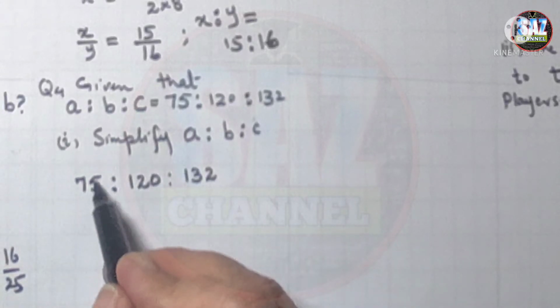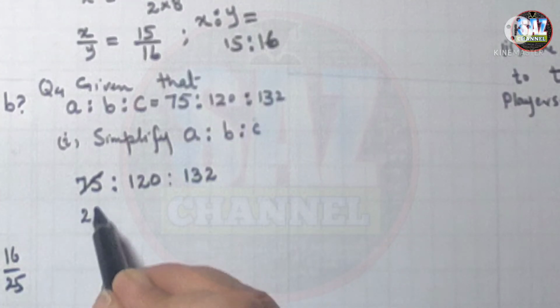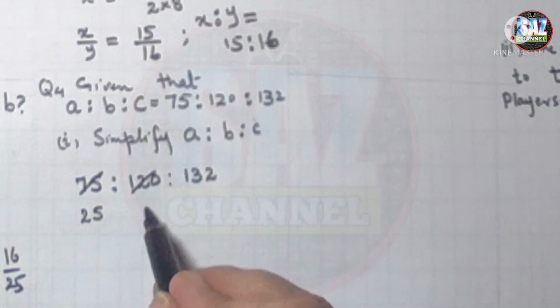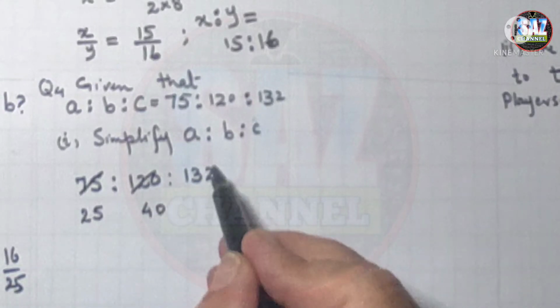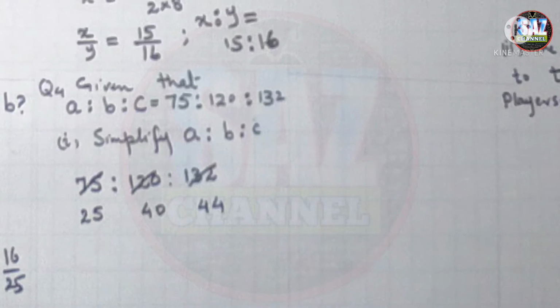So we can easily divide this number by 3. 3 how many times? 3 2s are 6 and 3 5s are 15. 3 4s are 12 and 0s are 0. And then again 3 4s are 12 and 3 4s are 12.